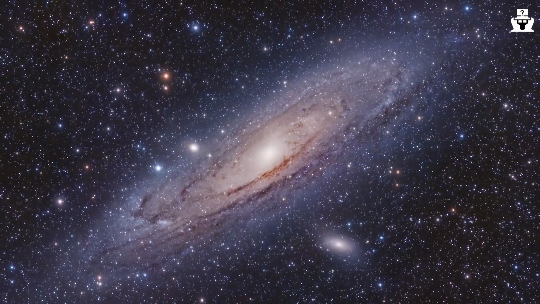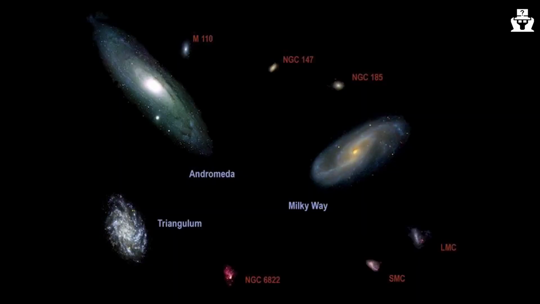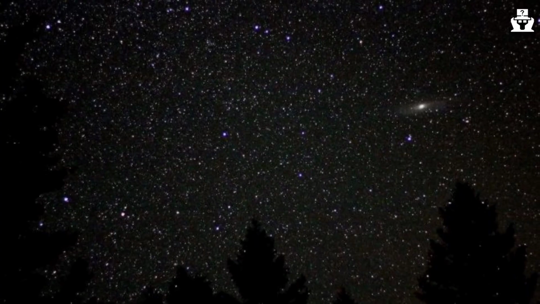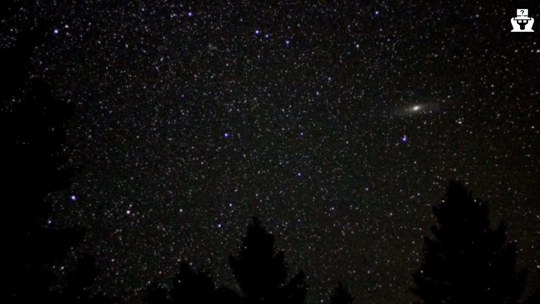Now, we're going to talk about one of the most anticipated astronomical events of our time: the collision between the Milky Way and Andromeda galaxies. The Andromeda Galaxy, also known as M31, is a spiral galaxy located about 2.5 million light-years away from Earth. It is the closest galaxy to our Milky Way and is visible to the naked eye in dark skies.